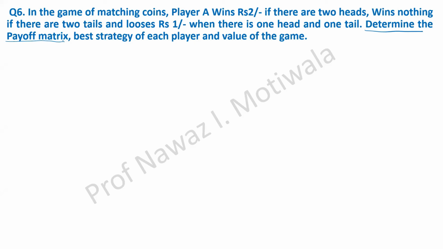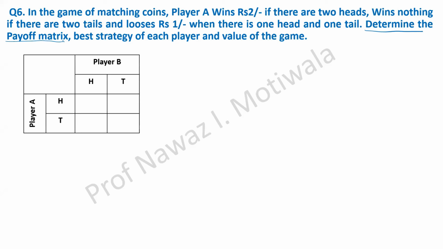Yes, sir. So I will just give you the structure. This is the structure for the payoff matrix. It's very simple. Player A can either show heads or tails. Player B can also show either heads or tails. Just remember one thing: all the values in the payoff matrix should be in respect to player A.